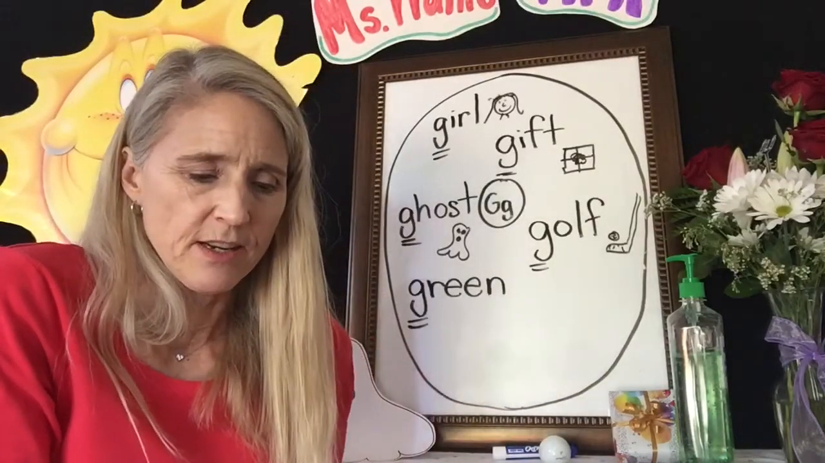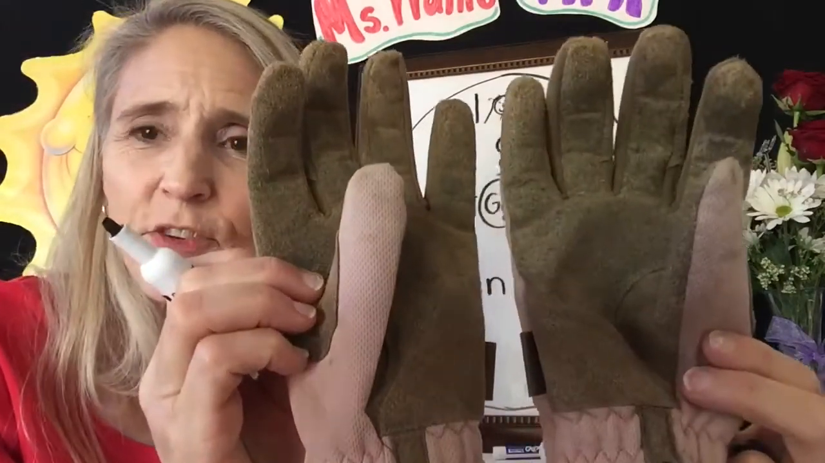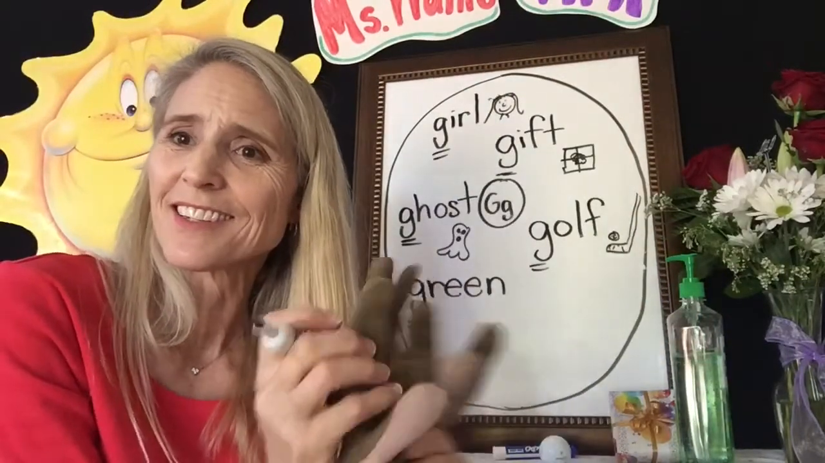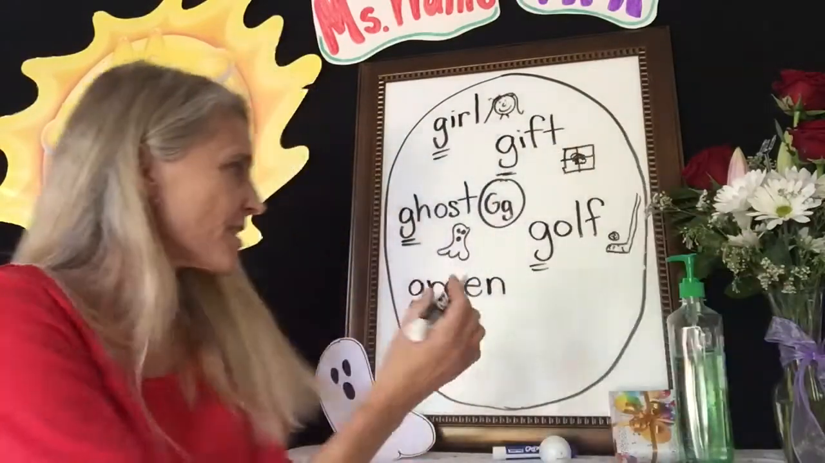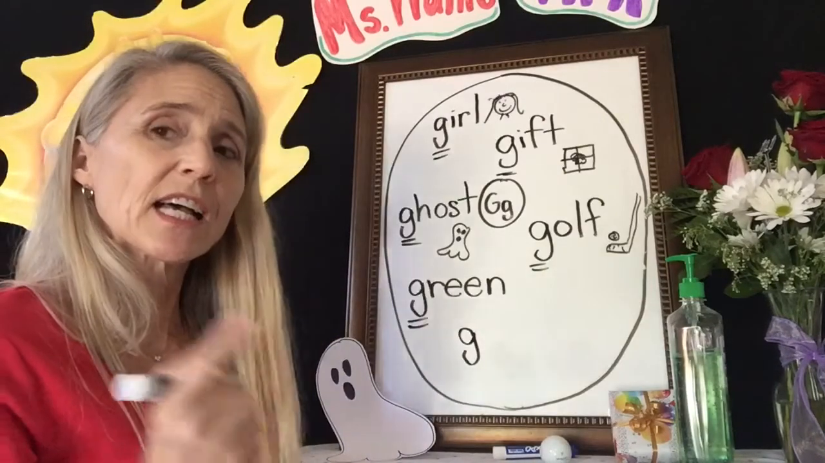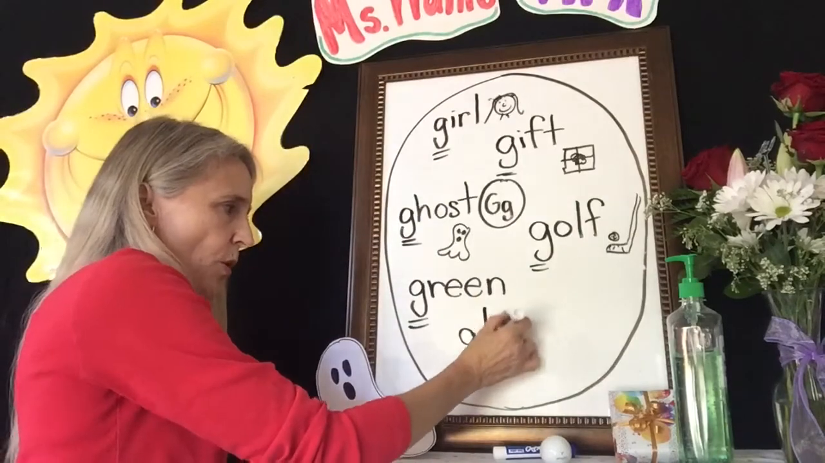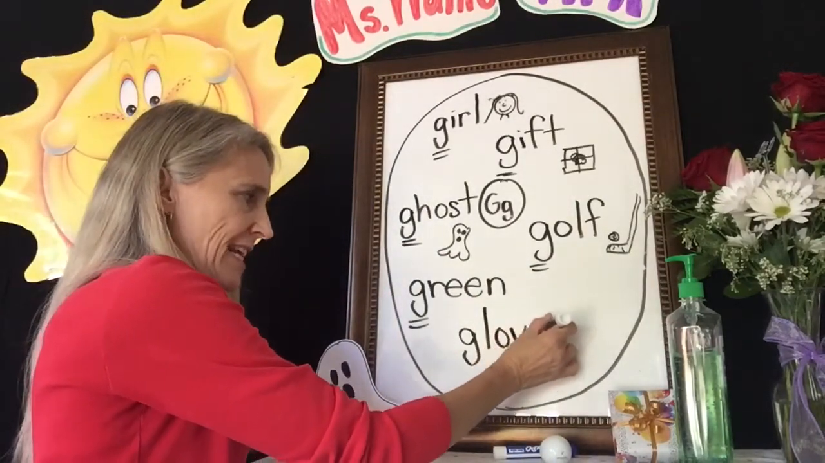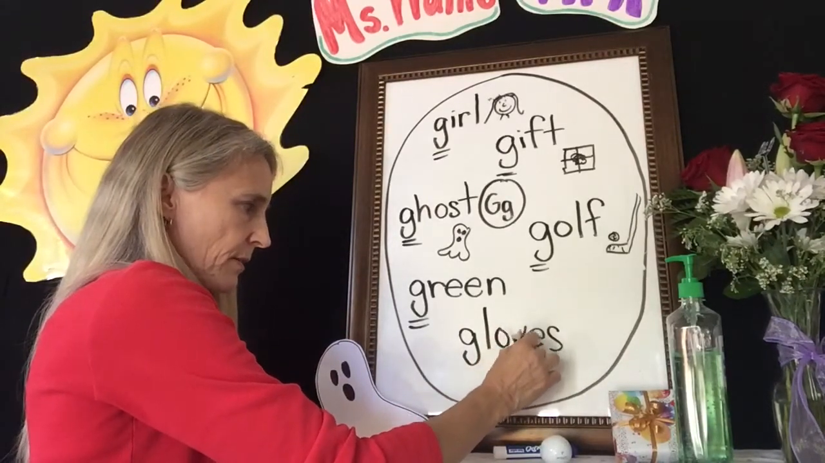I just had these on yesterday. Do you guys know what these are? When they have little individual fingers like that, these are called gloves. What do gloves start with? Right, that G. So we put that on here. Gloves is G. Ooh, you gotta be careful, listen to that next sound. Gl-l. Gloves, there's an O. Yep, you got your V and then an E and an S. Gloves, and you could just make a little finger for these, huh?